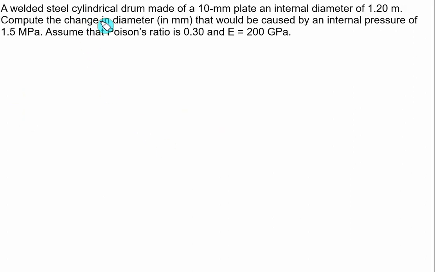A welded steel cylindrical drum made of 10 mm plate and internal diameter of 1.2 meter. Compute the change in diameter. Change in diameter we can calculate from the hoop strain. That would be caused by an internal pressure of 1.5 megapascal. Assume that the Poisson ratio equal to 0.3 and Young modulus equal to 200 gigapascal. We know that here the hoop strain is same as the diametral strain, that will be equal to the change in diameter divided by the original diameter d, and the hoop strain will be same as epsilon y. So you need to calculate here epsilon y.